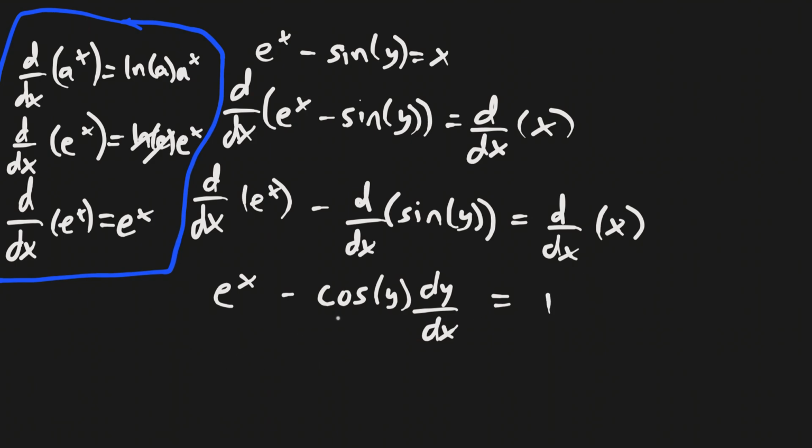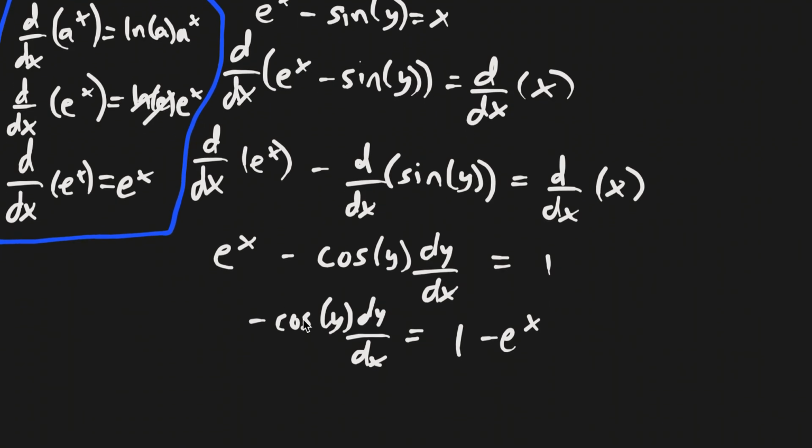So now what we've got to do is isolate this dy dx. So what I'm going to do is first subtract e to the power of x from both sides. So this is going to be negative cosine of y dy by dx is equal to 1 minus e to the power of x. Okay, and I'll scroll down a little bit because I need some space.